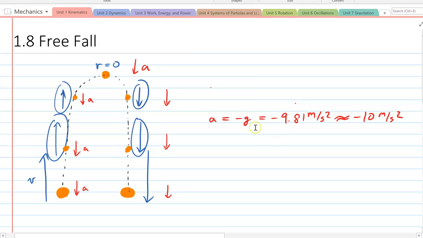So that's it for free fall, and that's pretty much all of one-dimensional kinematics that I can describe. So now we're going to be looking at two-dimensional kinematics in the next video.